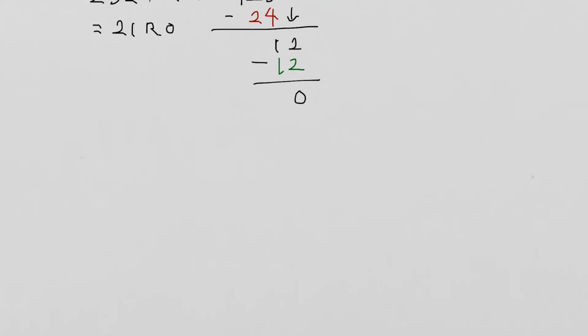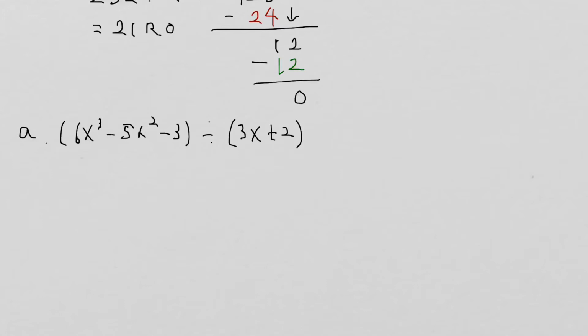Then let's look at equations. What if you have 6x cubed minus 5x squared minus 3 divided by 3x plus 2? If I wanted to divide an equation by long division, there are two rules that you need to remember. First, your terms have to be all in descending order. Descending order means from higher exponents to lower exponents.